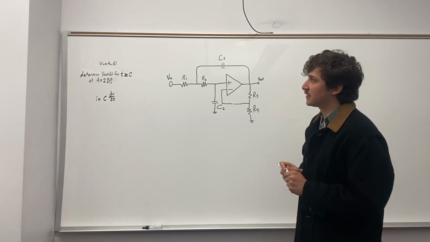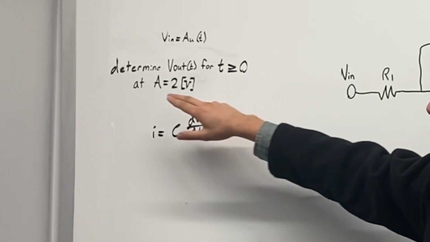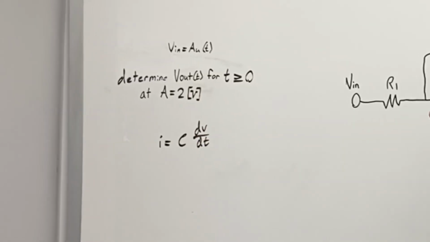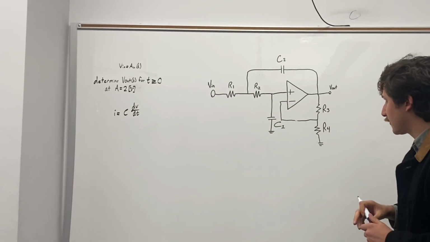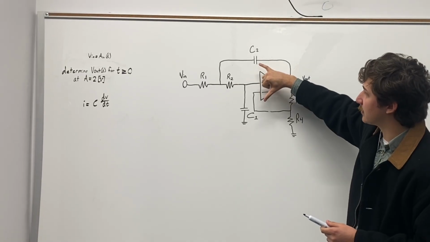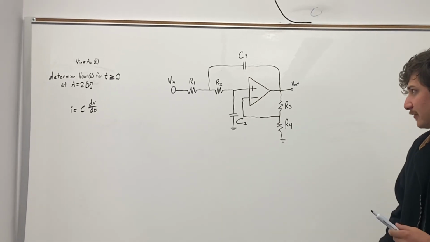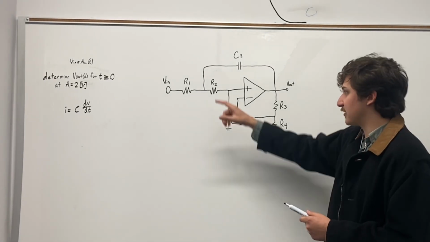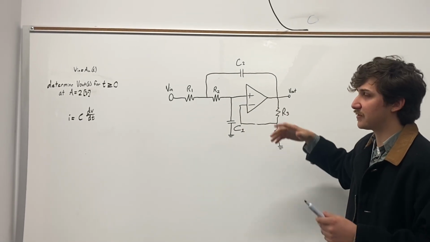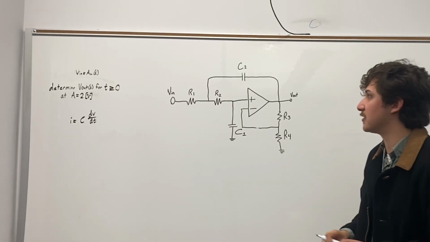So this question asked for us to determine V out for t greater than or equal to 0 at A equals 2 volts. Because this is a question with two charging components, we need a double differential. Because we need a double differential, we can't just take the derivatives of each of them. We need to insert it into each other so we can really find the answer.